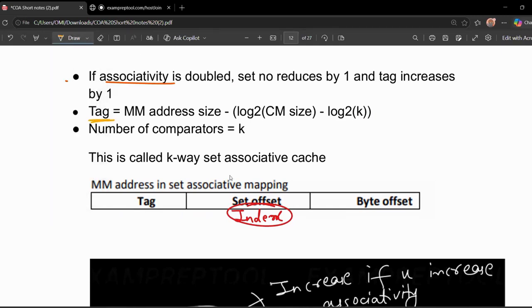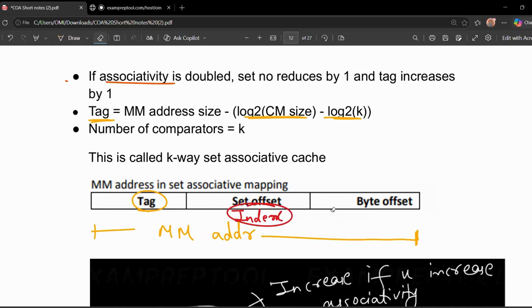How to find the tag? So here, the same thing, right? Tag will be main memory address bits minus log of cache size minus log 2 of k. Okay, so first of all, you can easily find it. If this is the main memory address, what you can do is main memory address minus set offset minus byte offset, right?